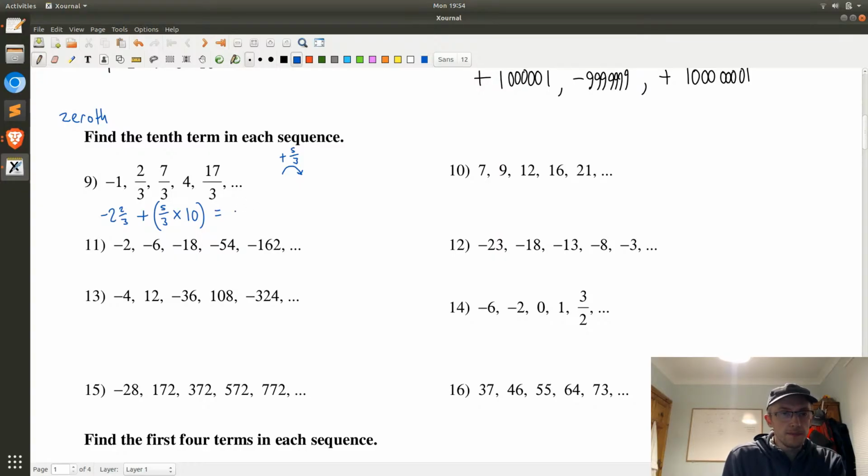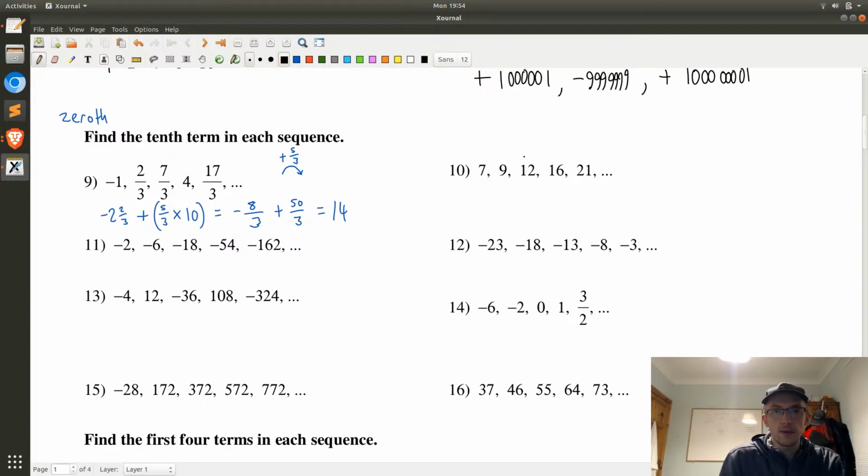Okay, so -2 and 2/3 is -8/3. 5 thirds times 10 is 50 thirds. You put these together and you get 42 over 3, which is 14. It's 14.